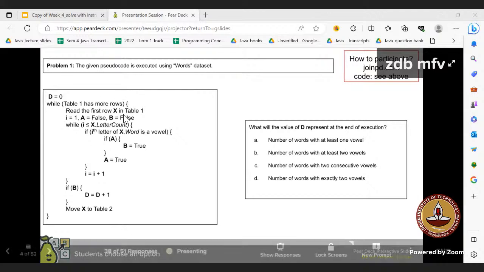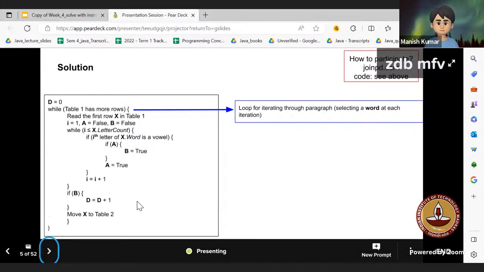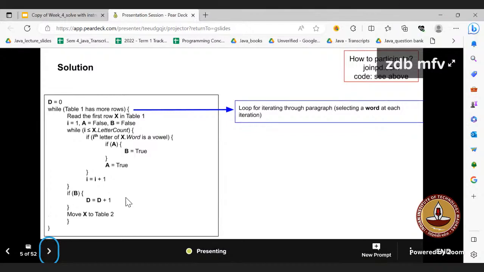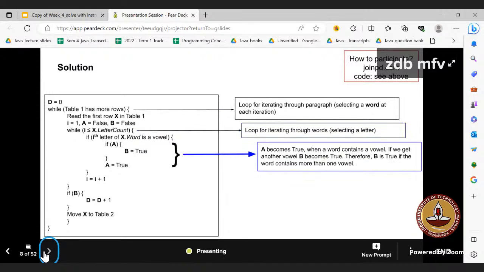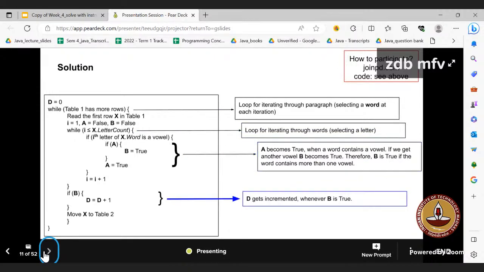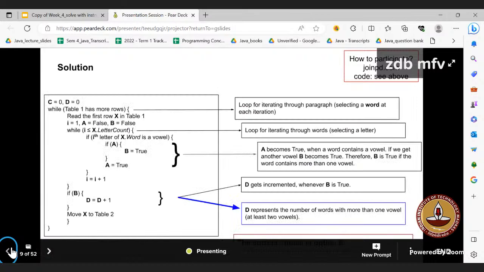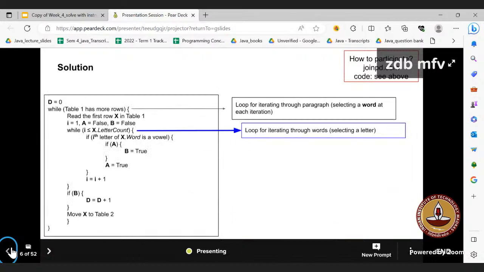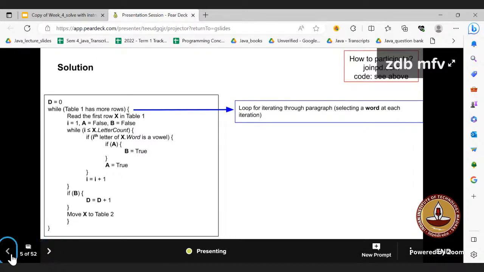So I hope this is done now. Right, everyone? Yes, ma'am. Yes, ma'am, done. Okay. Next question. Yes, ma'am. So everyone, what is the answer here? Ma'am, option C. Option B. No, option A. Right. Oh God. The solution is not there.